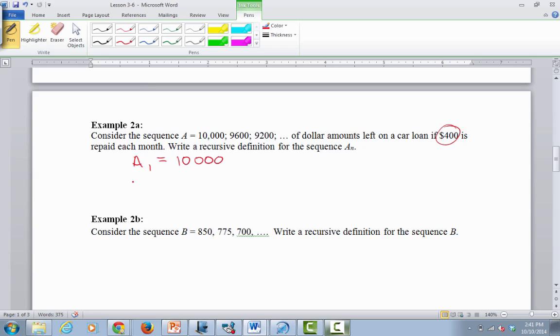Okay. My next one would be A sub n. And I'm always going to take the last one and subtract what from it again? 400. So I'm going to write A sub n minus 1 because that's the math way of saying last, and subtract 400. That make sense? Okay. I want you guys to try 2b by yourself. Try that real quick.